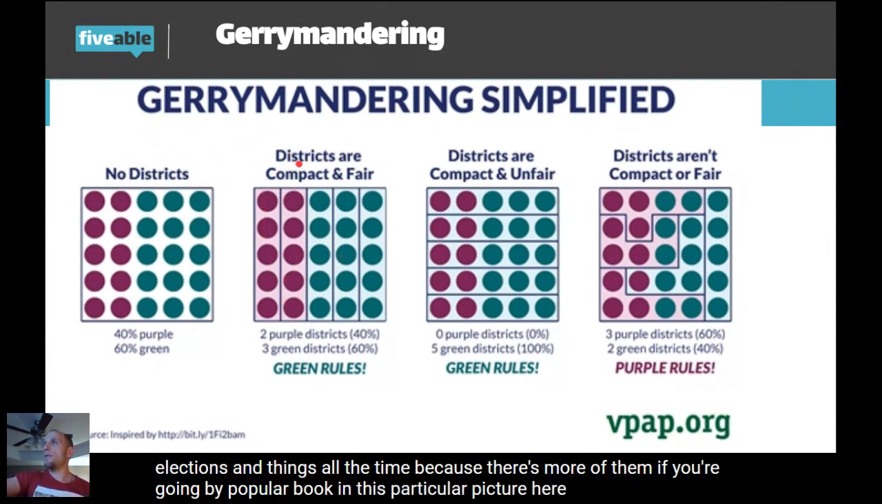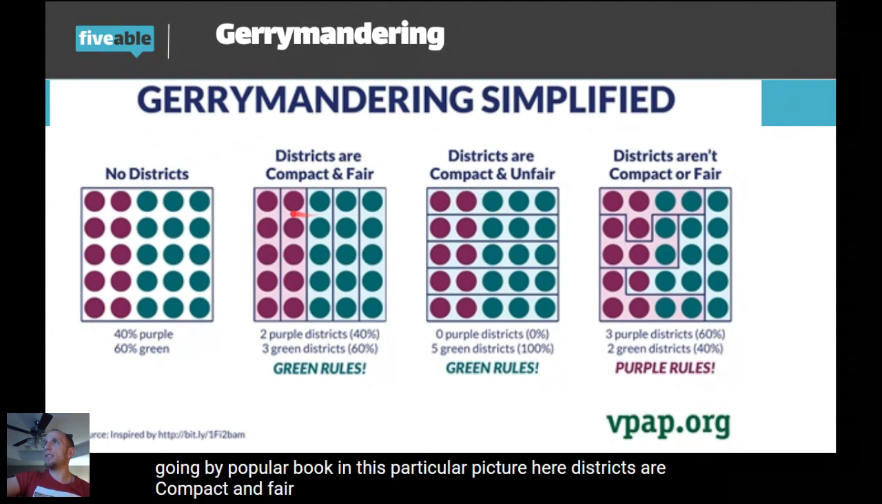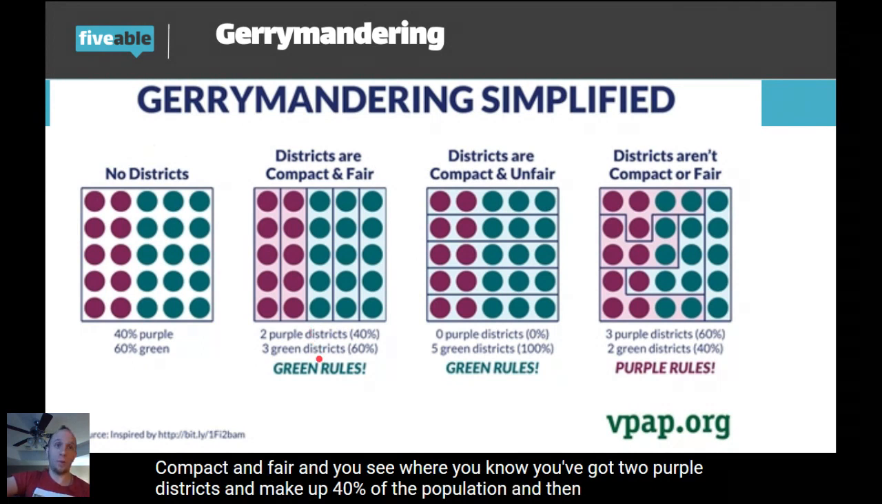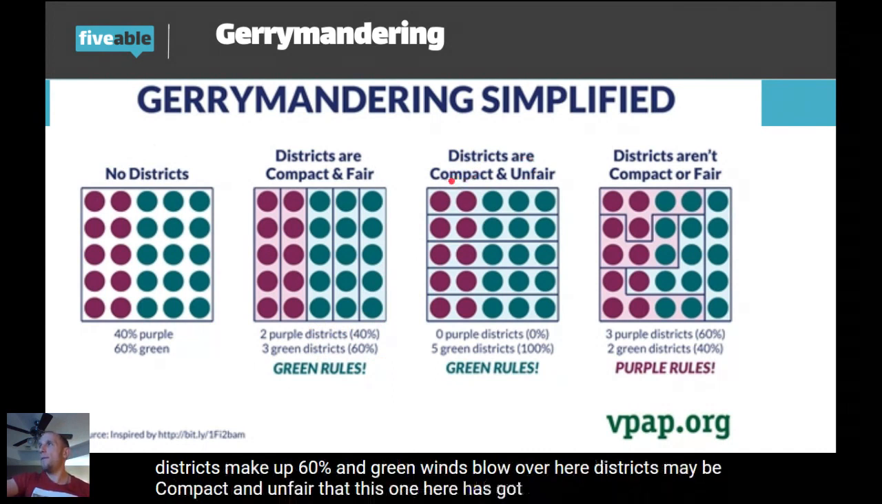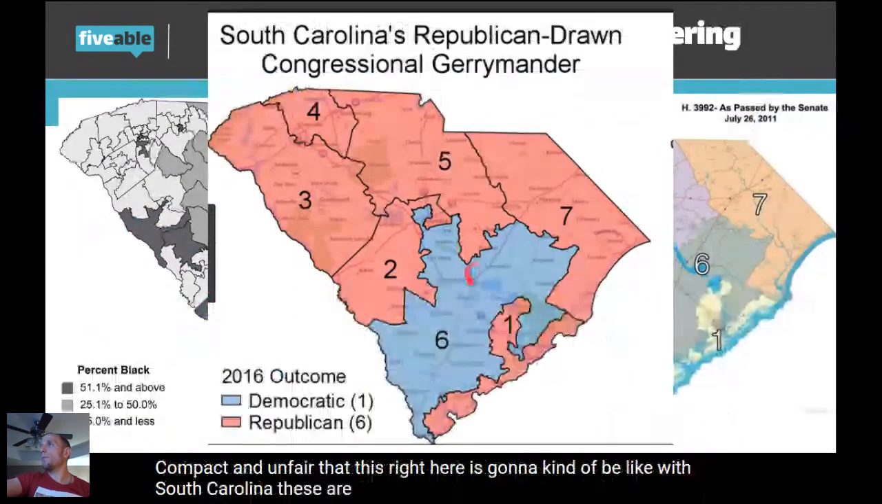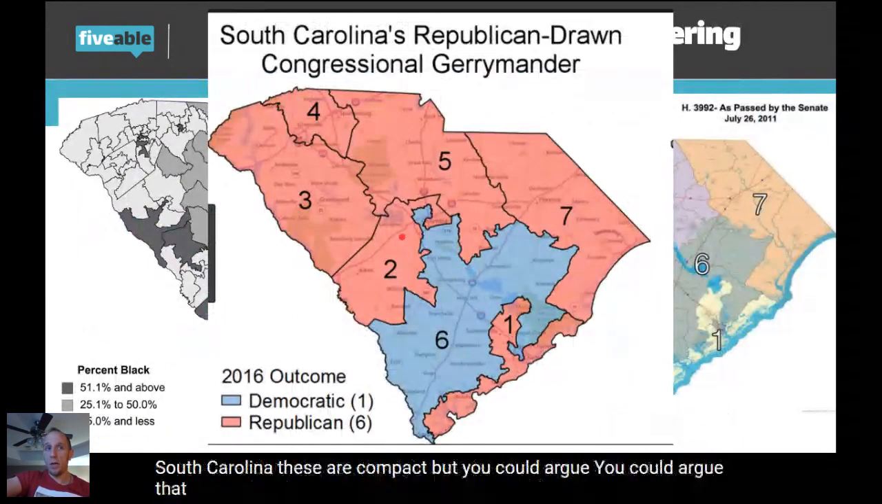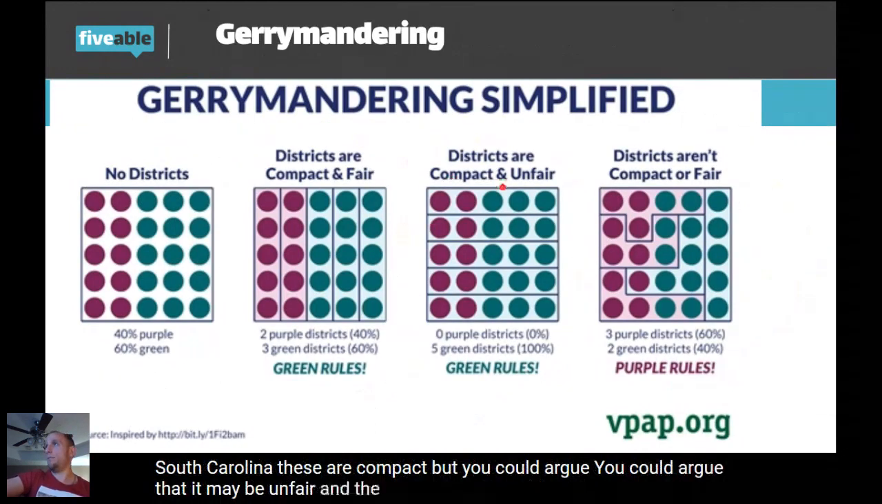In this particular picture here, districts are compact and fair, and you see where you've got two purple districts that make up 40% of the population, and then three green districts make up 60%, and green wins. But over here, districts may be compact and unfair. Now, this here is going to be kind of like South Carolina. These are compact, but you could argue that it's maybe unfair.